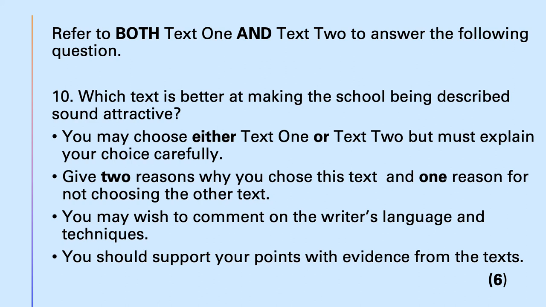So here you are getting 6 marks. You are getting 2 marks for 2 points and the evidence another 2 marks. Then 4 marks for your choice and another 2 marks for not choosing the other text. So overall, you are getting 6 marks, and you can write about the writer's language as well.